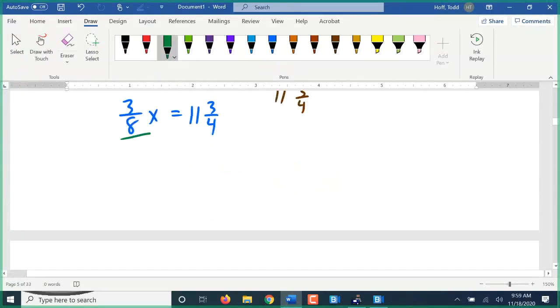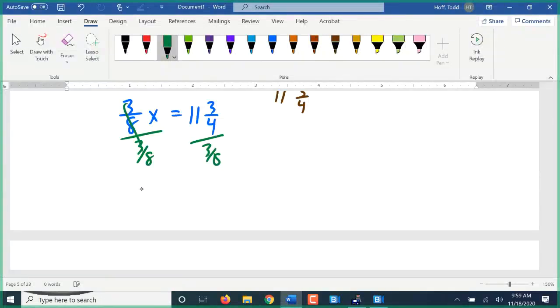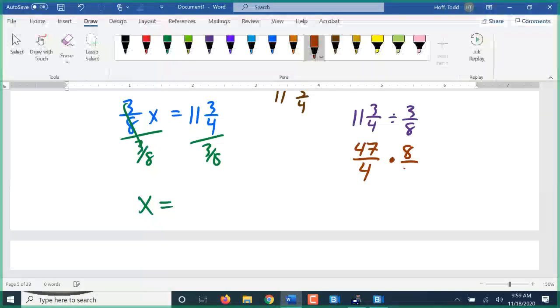Then I need to divide by 3/8, so that'll give me x on the left side. I have 11 3/4 divided by 3/8. First, I change the 11 3/4 to an improper fraction. So 11 times 4 is 44, plus 3 is 47/4. And then I'm going to multiply by the reciprocal, times 8/3.